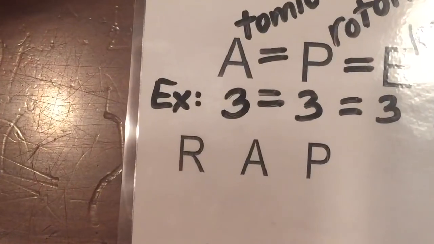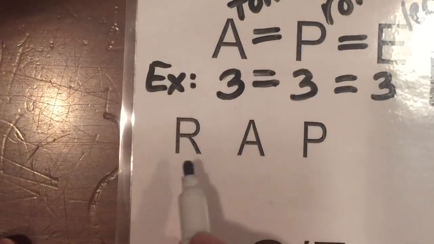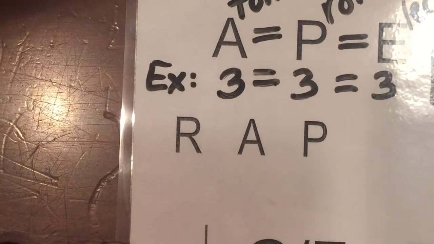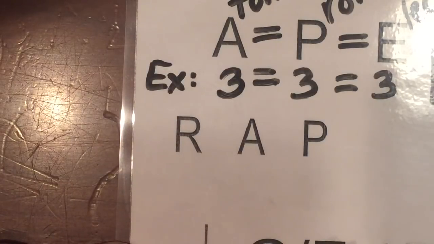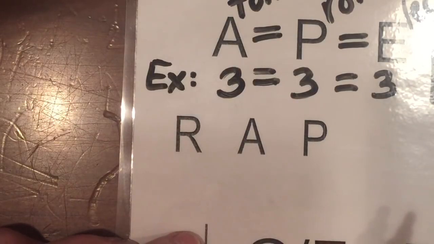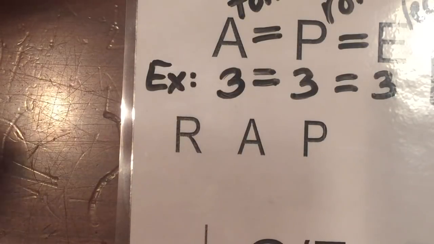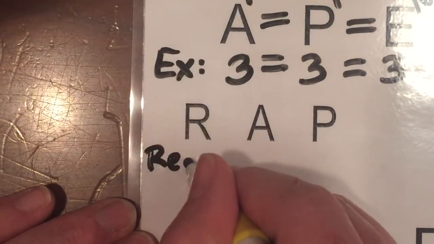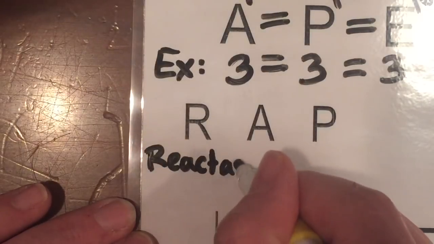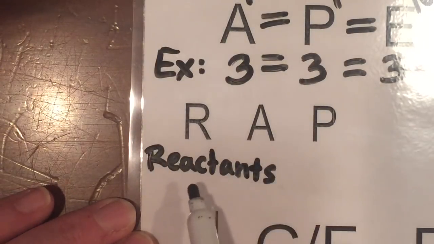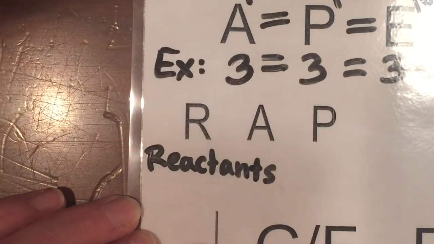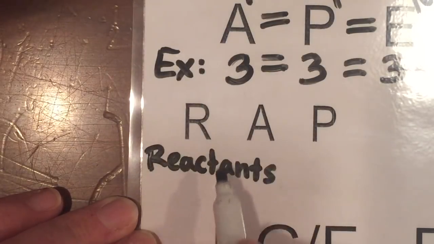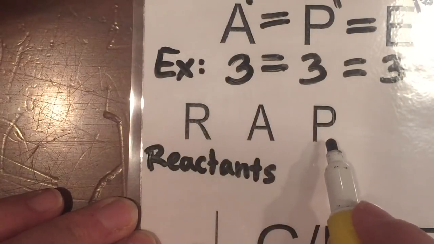Take a look at the acronym RAP. This applies to chemical equations. A chemical equation is a lot like, let's say, making a cake. You have ingredients, you put the ingredients together, then you put it in the oven where it gets heat, and then you end up with a cake. The reactants, R stands for reactants, are like the ingredients of the chemical equation. Those are the things that we're going to put together in order to get a final product.